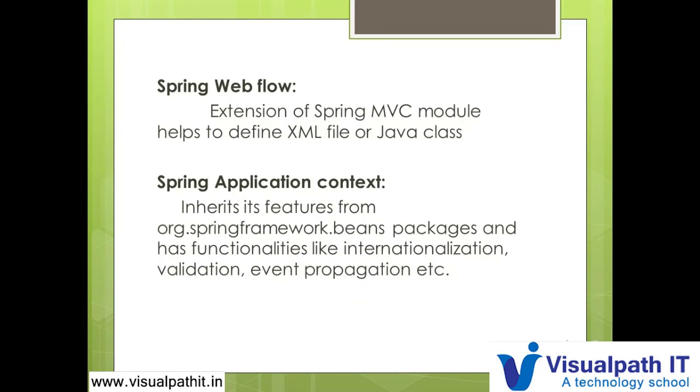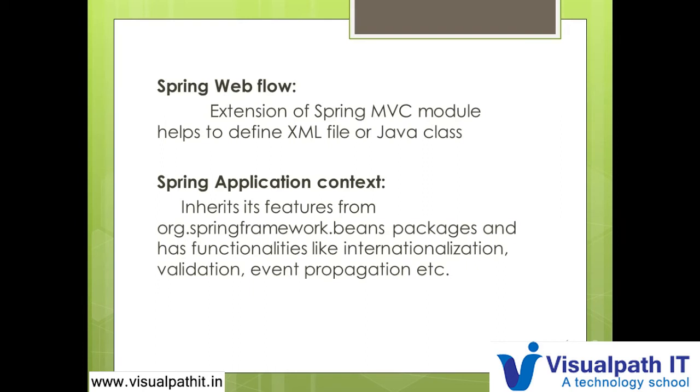Next is Spring Web Flow. Spring Web Flow is nothing but an extension of the Spring Web MVC module, which we just talked about, and it is used to define an XML file or a Java class that manages the workflow between the different pages of the web application, like how the flow happens. As we already discussed in the MVC architecture, how the dispatcher servlet and the controller communicate with each other, in a similar way, how the workflow between the different pages of the web application is handled is with the help of Spring Web Flow.